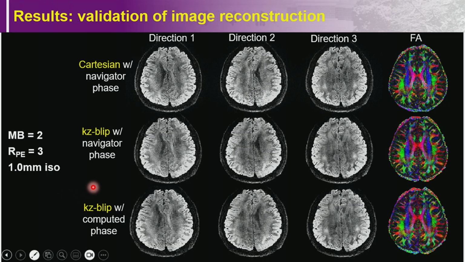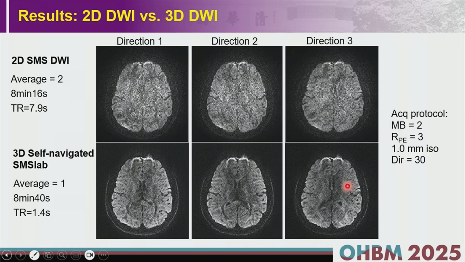differentiated image. Again, the top row shows the Cartesian sampling with navigator, rectilinear sampling, all right. The middle row shows the KZ blip sampling with navigator, all right. And the bottom row shows the KZ blip with computed phase. They all look very similar.